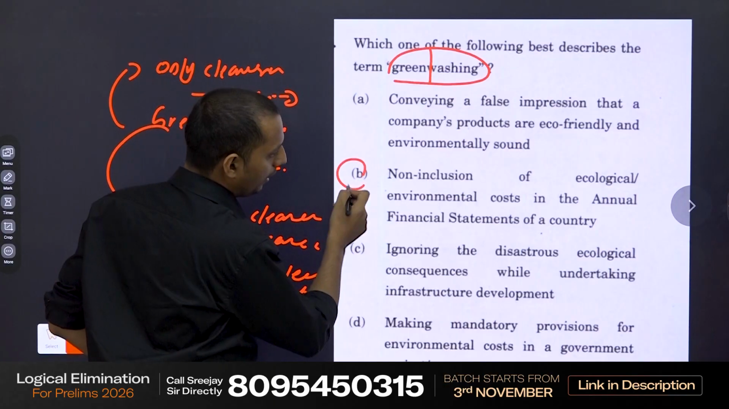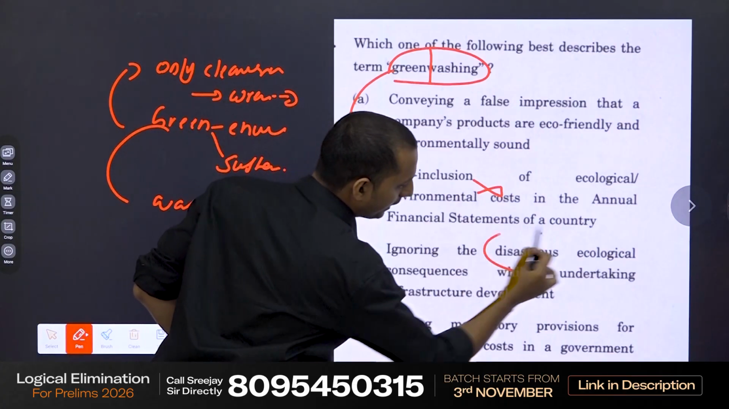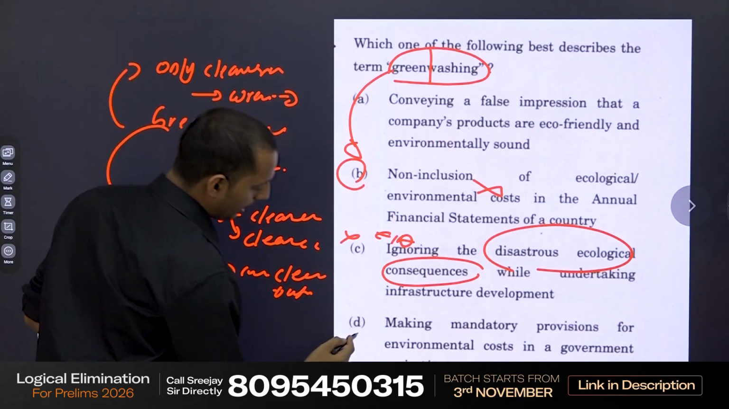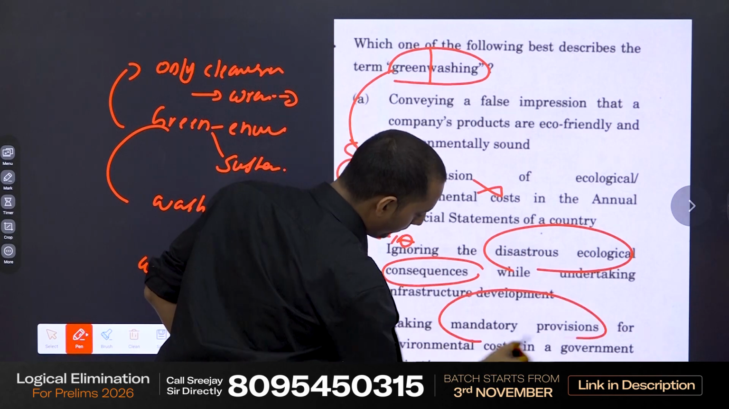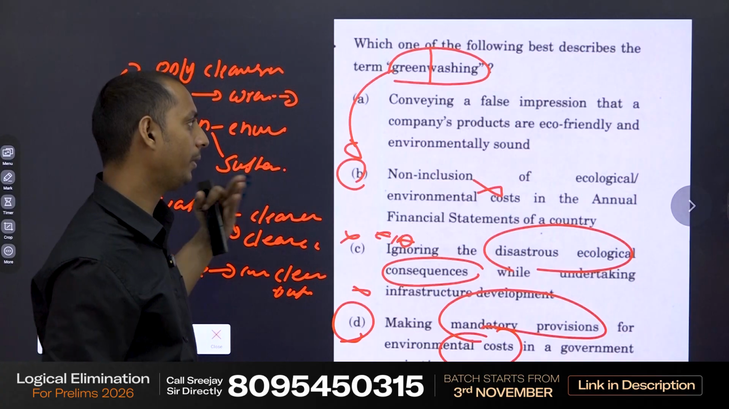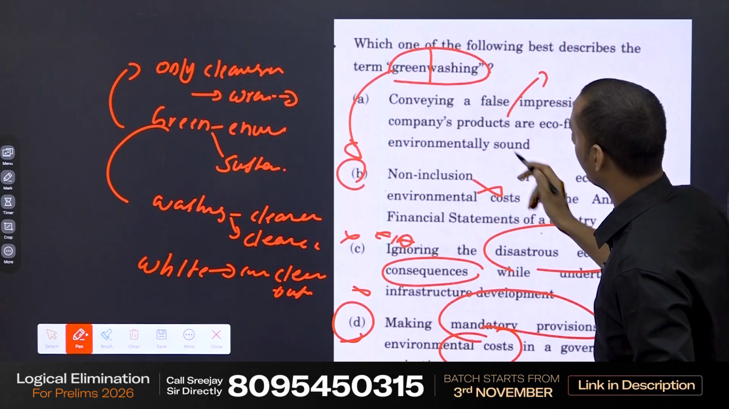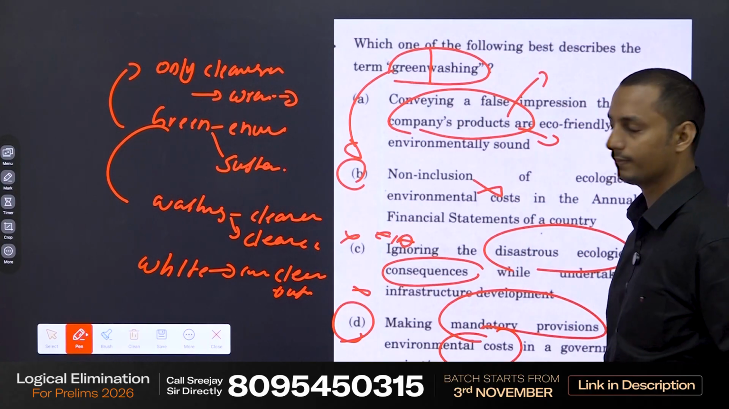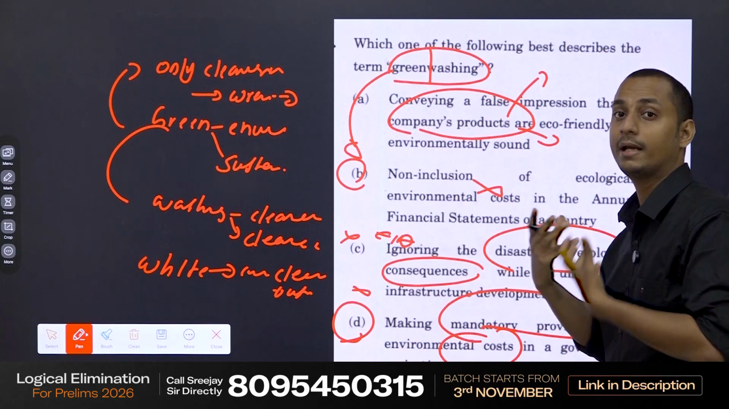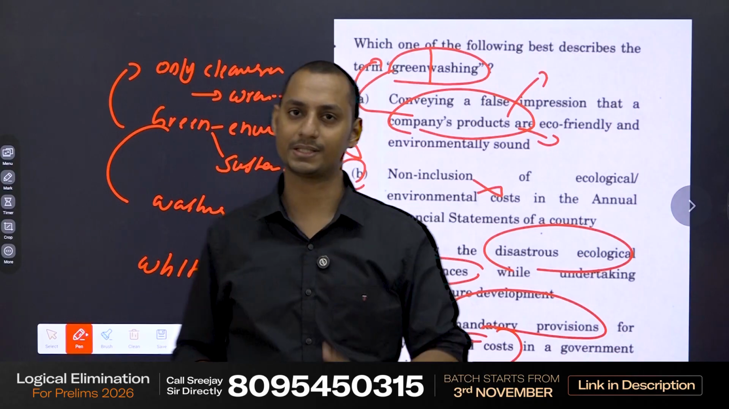Let's say option B, non-inclusion of environmental costs, does not have any relation to greenwashing. Ignoring the ecological consequences basically talks about the environmental impact assessment. This does not have any relation with greenwashing. And option D talks about making mandatory provisions of environmental costs. Does it have any meaning related to washing or green? Obviously, it's not there. But what about option A? Option A refers to pretending that the product is eco-friendly even when it isn't, right? So here, the company is basically whitewashing, saying that their products are green even though they are not. So this directly satisfies the term greenwashing. Therefore, you can go with option A as the answer here.